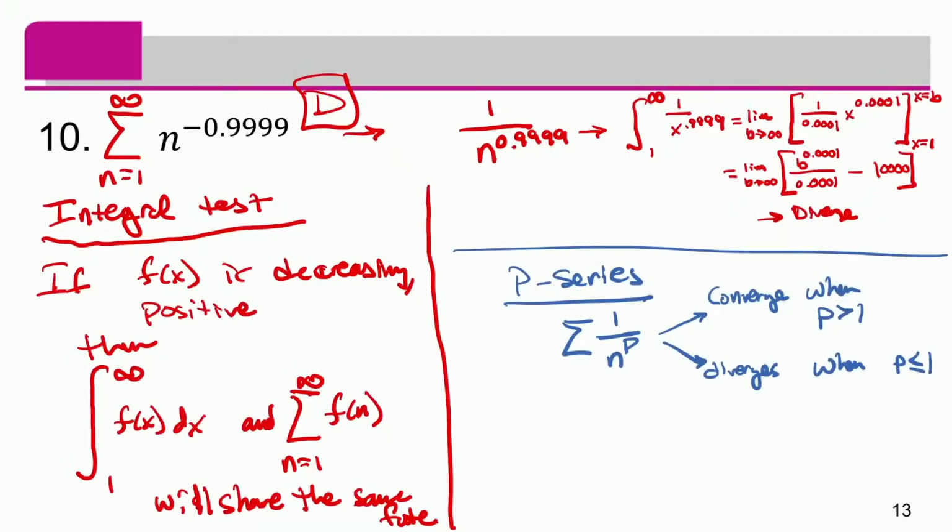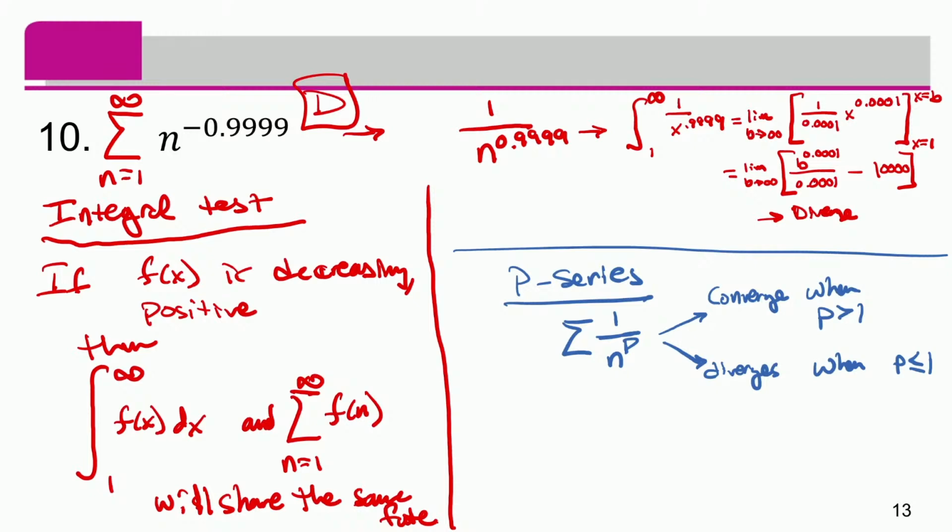Okay, so a P series converges when P is greater than 1, and diverges when P is less than or equal to 1. So what's the value of P here? P is 0.999, less than or equal to 1, diverges, done. So that's going to be our very first rule on our flow chart.